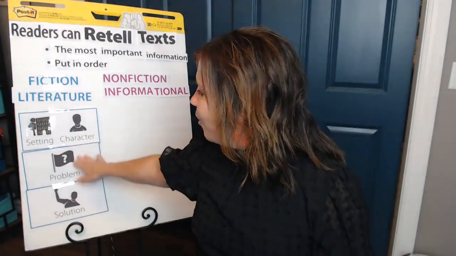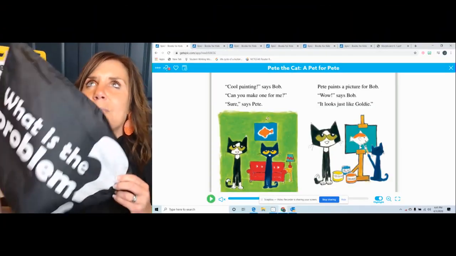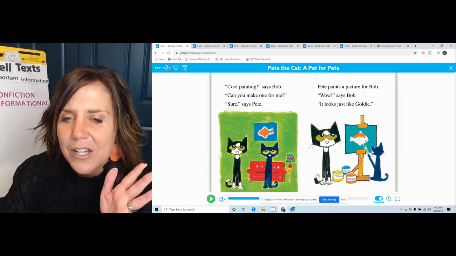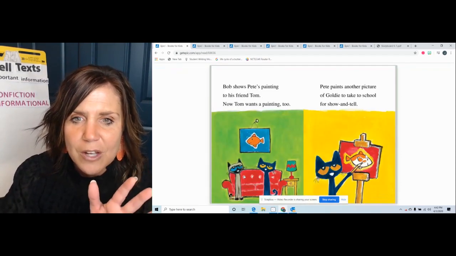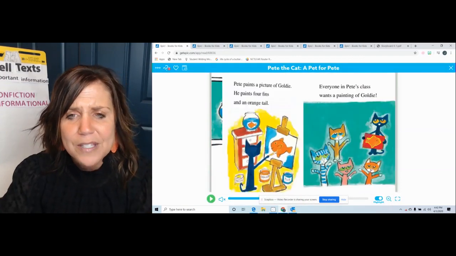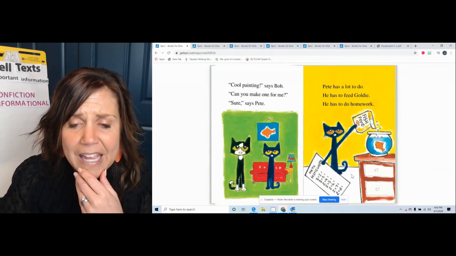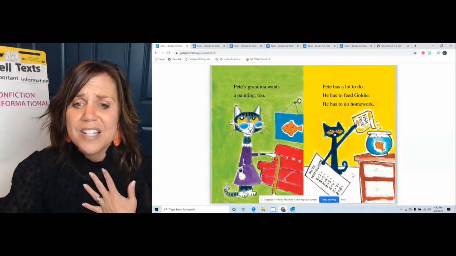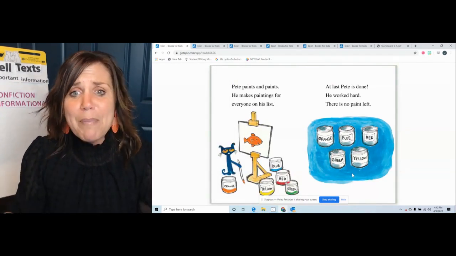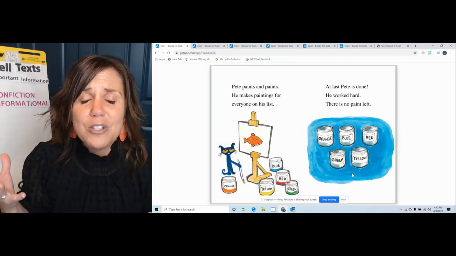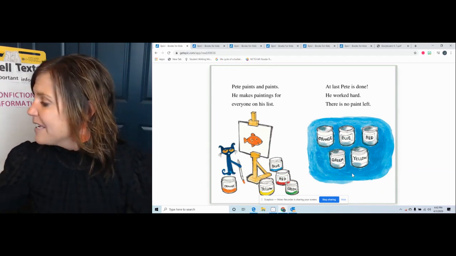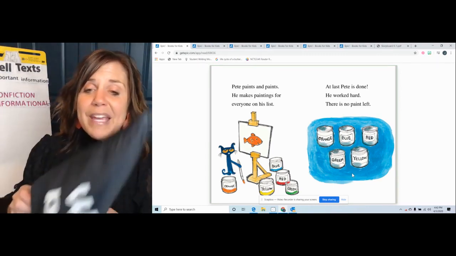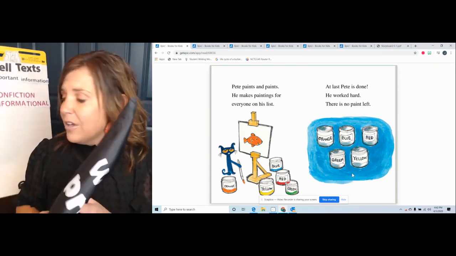Okay. So then we go to the problem. What's Pete's problem? Well, he paints. Remember, he paints so many. Everybody wants a picture because he's such a good artist, and it looks just like Goldie. So he takes it to show and tell, and everybody wants a painting. Even his grandma wants a painting. And remember that he's also got to feed Goldie and do his homework, and so he just doesn't have enough time. And he ran out of paint, and he just doesn't have enough time to paint everyone a picture. So that's his problem. He just doesn't have the time or the paint to make everyone a picture of Goldie.